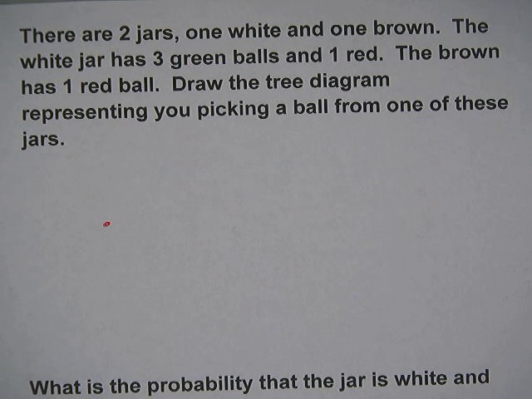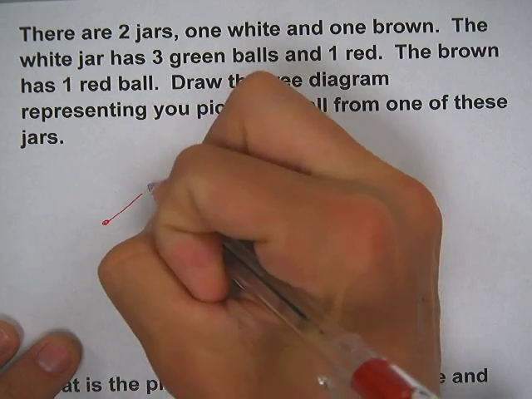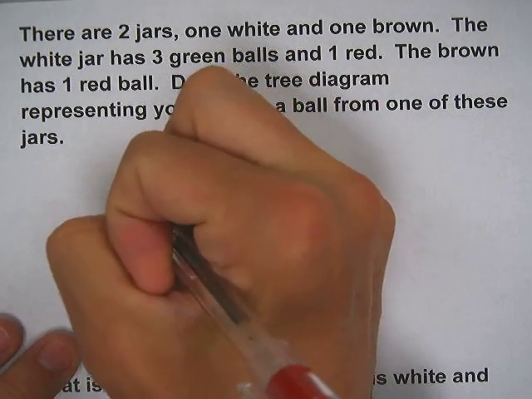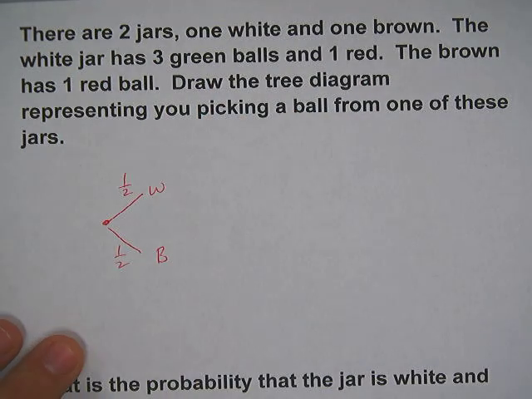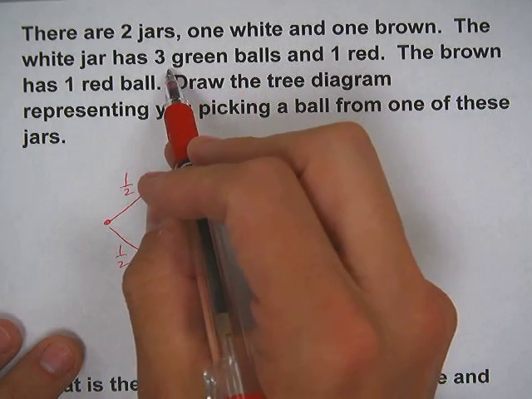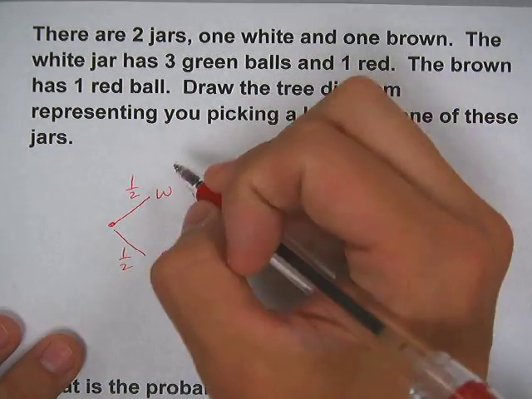Alright, so here I am, starting right here. Now you have a couple choices here. Even though you're just going to pick one ball, you have a couple choices. And the first choice is, are you going to pick out of the white jar or the brown jar? And what's the probability of that? Well, it's 1/2, because there's only 2. So you have a choice.